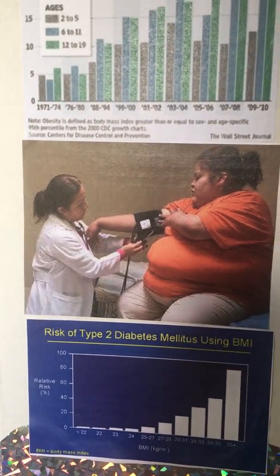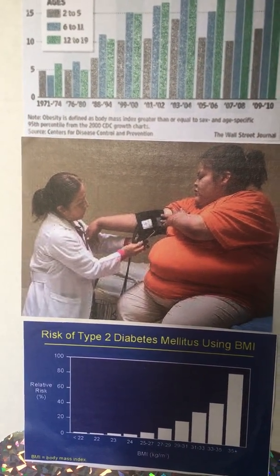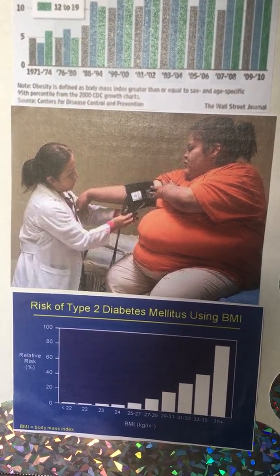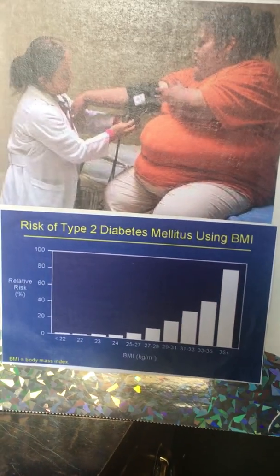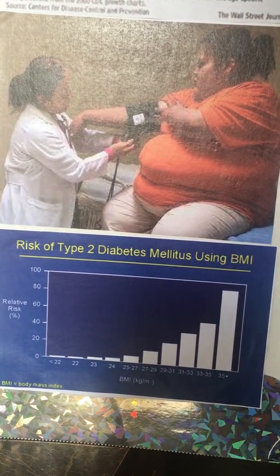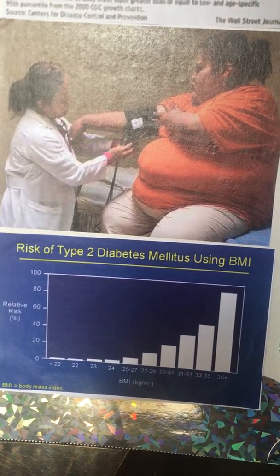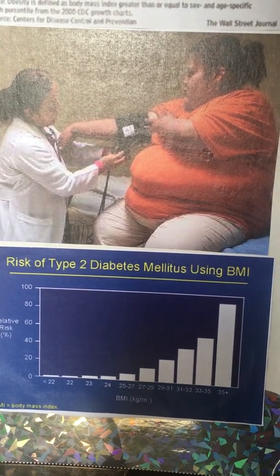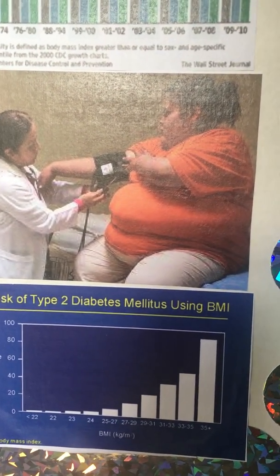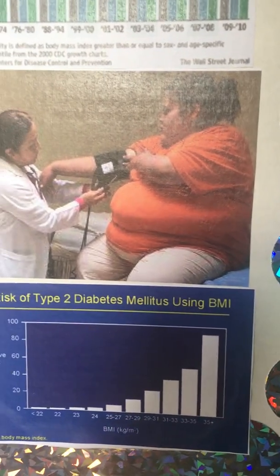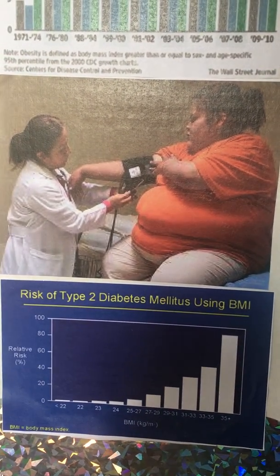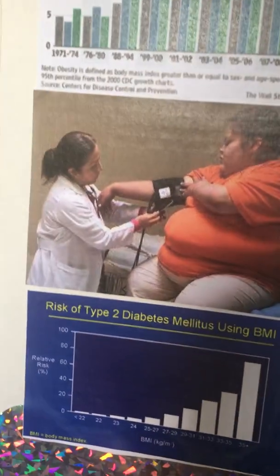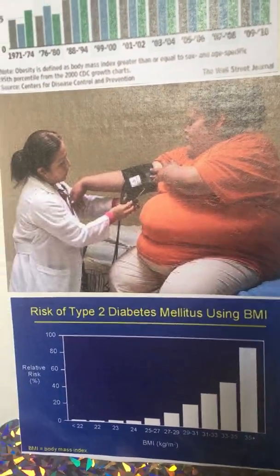We also have a picture of a youth who is experiencing the effects of hypertension because of their obesity. Another chart here at the bottom about the risk of type 2 diabetes based on a child's BMI, which is their body mass index, an indication of the total fat that they have in their body. Another showing that this obesity epidemic is causing many health issues for children.